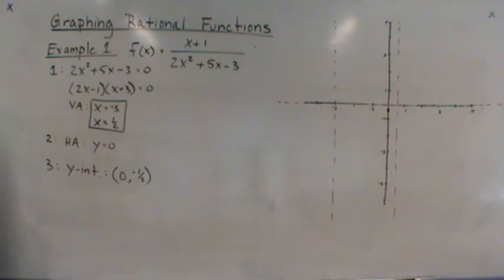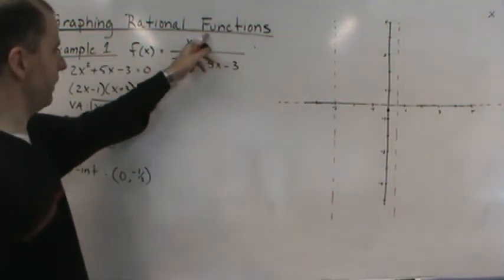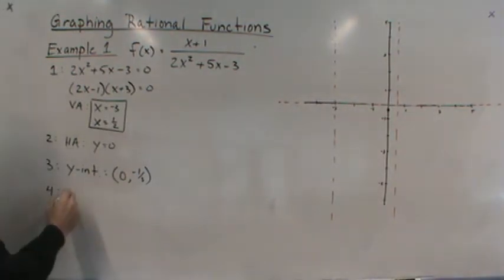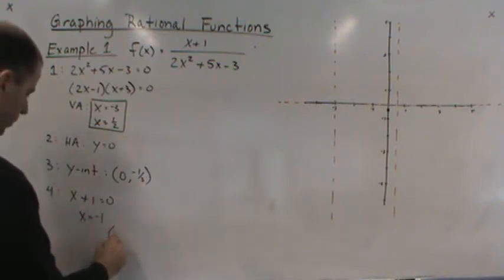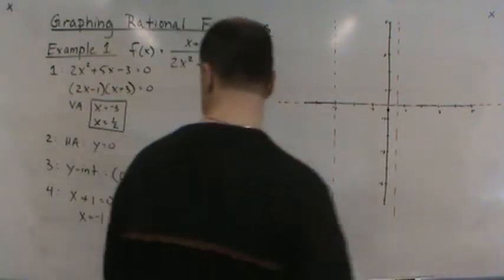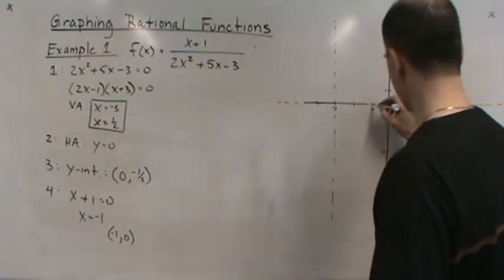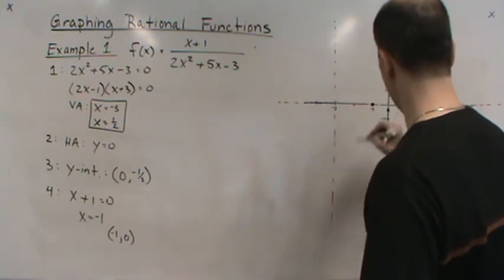Now the x-intercepts. Let's see if there are any x-intercepts. Okay, well, to find x-intercepts, we're going to set the numerator equal to 0. So x plus 1 equal to 0 means that there is an x-intercept at x equal to negative 1. So it's going to be at negative 1, comma 0. So let's plot that one. So negative 1, comma 0. So there's going to be an x-intercept.